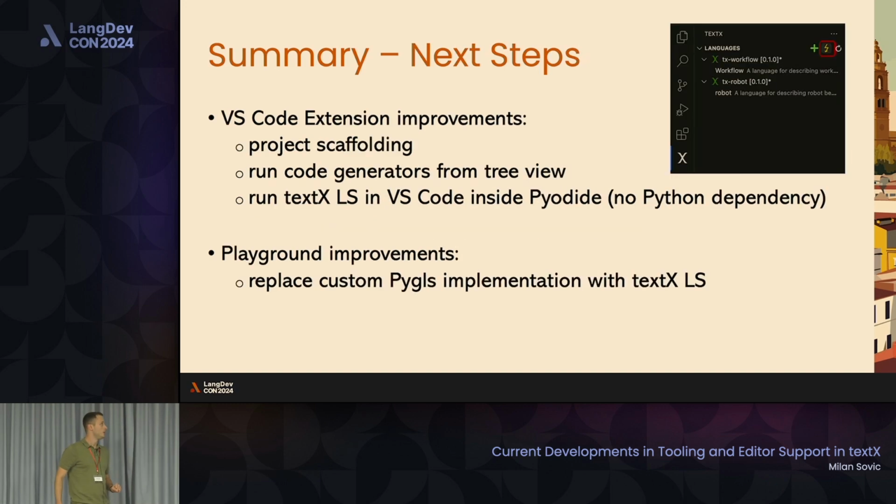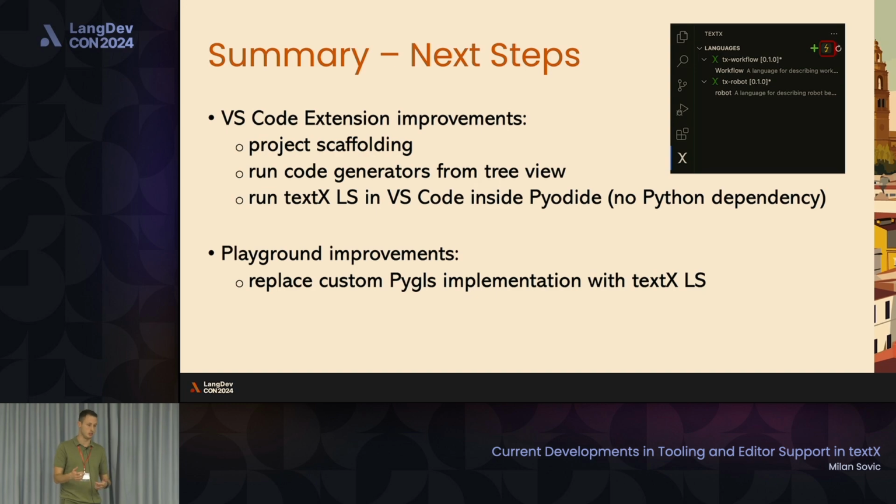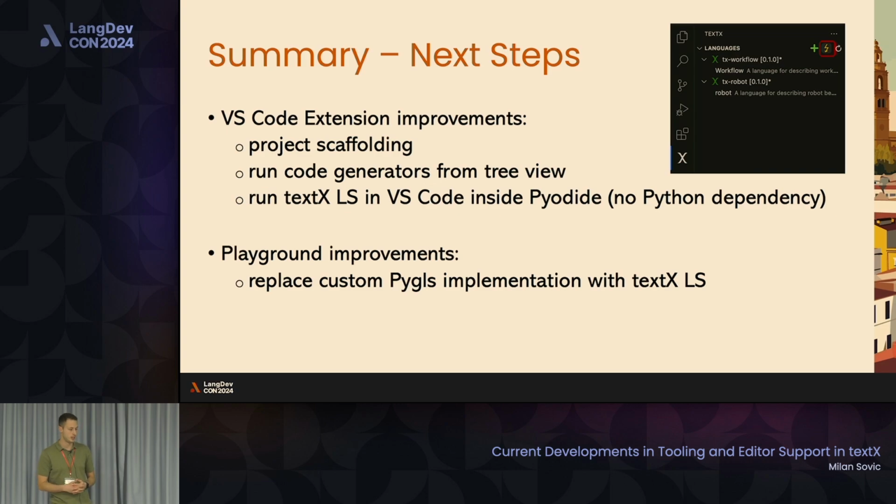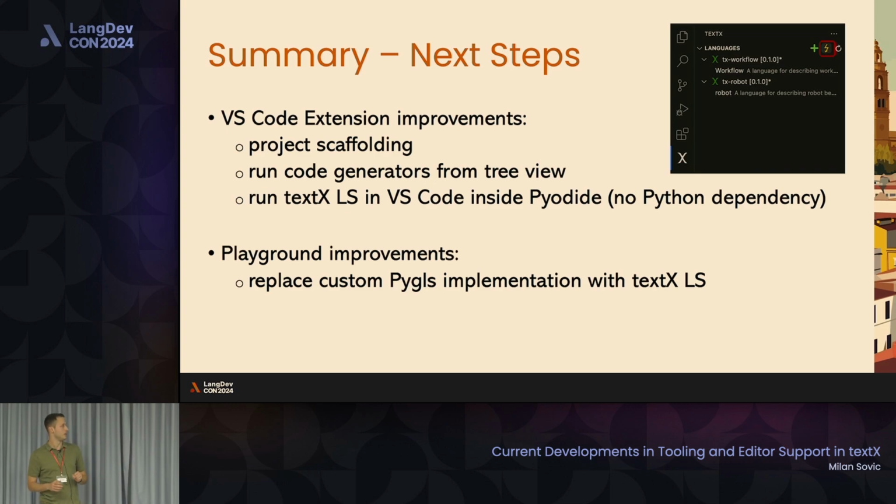These are some plans for the future. We want to add a project scaffolding option inside the VS Code plugin, so you can easily click one button, maybe provide a name and a few more parameters, and it will generate the skeleton of the project. Maybe it could be a small to-do language or something, and then you can start developing from that point. We would also like to add a run code generator option from the tree view, and we are also considering, but it's still under consideration, applying the same approach from the web playground to the extension.